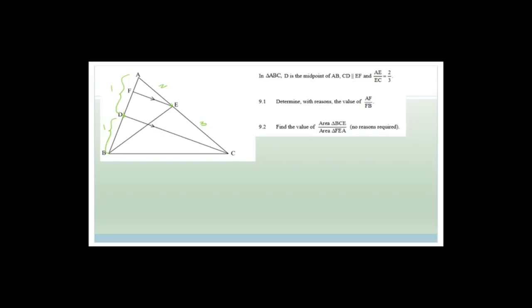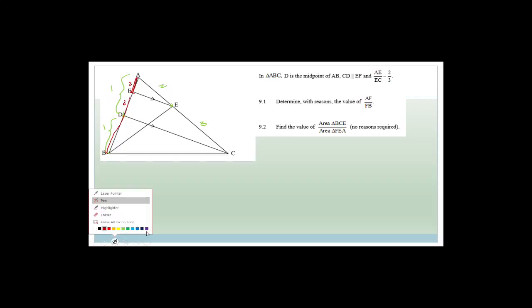It says determine the reasons, the value of AF to FB. Okay, AF to FB should also be 2 to 3. And the reason I say is that, no, it's not. Okay, first of all, do you agree that this ratio would be 2 to 3? Sorry, within this big triangle.